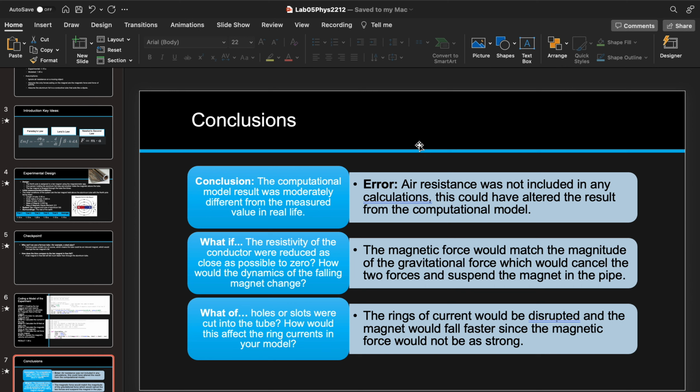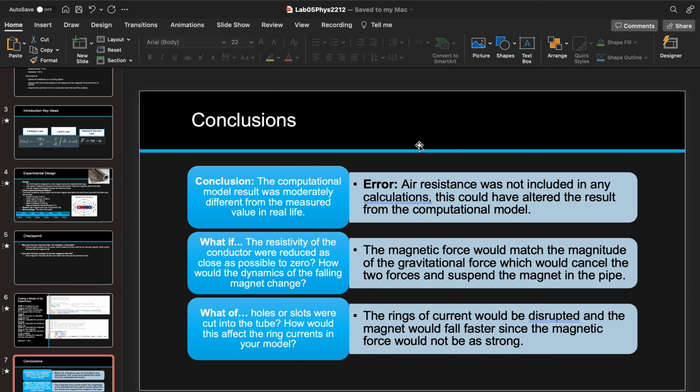So here we conclude. The computational model was moderately different from the measured value in real life. Some big error that occurred was that air resistance was not included in any calculations. This could have altered the result from the computational model.